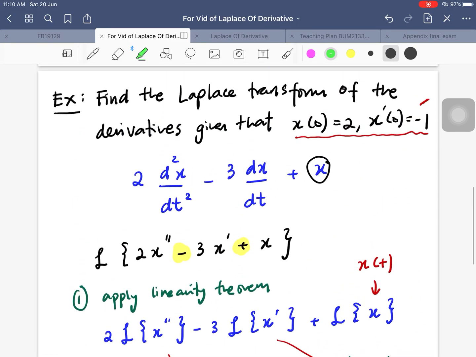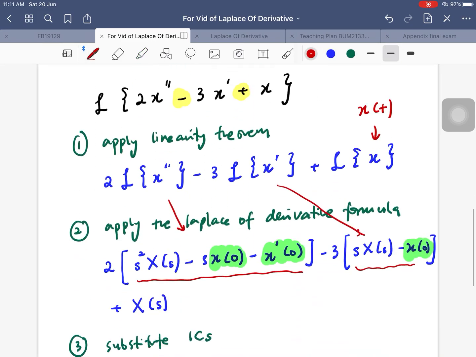And what are our initial conditions previously? X naught is going to equal 2. X prime 0 is going to equal -1. So this is going to be equal to -1. So this is going to equal 2 as well.